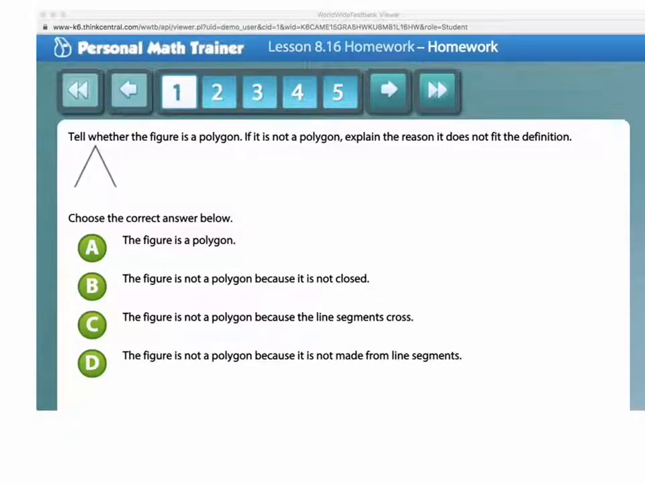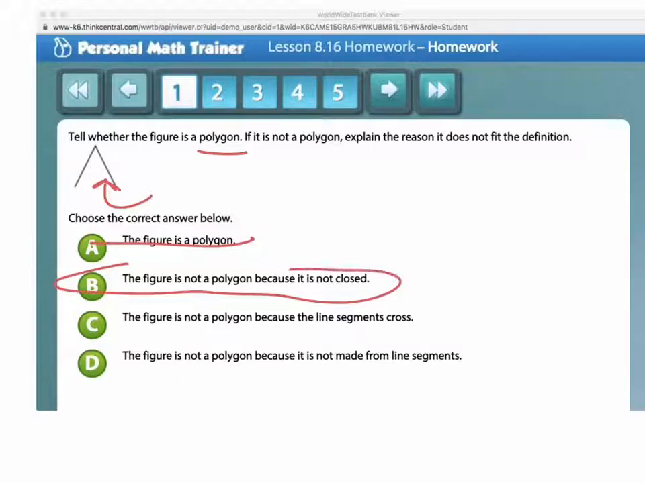So the first question on the homework assignment, they're asking to figure out whether this figure is a polygon. Well, right off the bat, you see that it's open. And remember from the previous slide, any shape that's open cannot be a polygon, because it's not a closed shape, and it doesn't have just an outside and inside. So A cannot be right. The figure is not a polygon because it's not closed. That would be correct. The figure is not a polygon because the line segments cross. That's not true. They don't cross. The figure is not a polygon because it's made from line segments. That's not true. All polygons are made of line segments. So the reason why it is not a polygon is that it is an open shape, not closed.